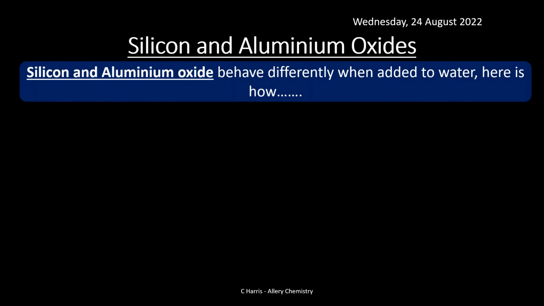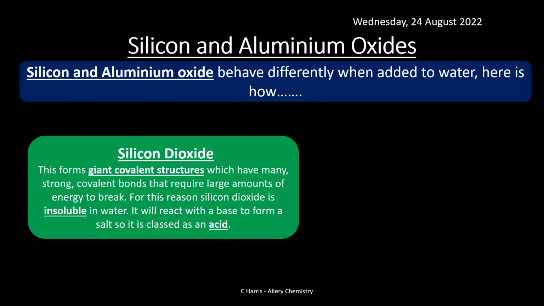Okay, so we missed a few out in the middle. Silicon and aluminium behave a bit differently when they're added to water. So let's have a look at these. Silicon dioxide forms a giant covalent structure. Obviously, we're aware of that. We've seen that before. It has loads of strong covalent bonds, and it requires loads of energy to break that apart. Silicon dioxide is therefore insoluble in water. It's sand, effectively. If you put sand in water, it just doesn't break up, does it? It will react with a base, though, to form a salt, so it's classed as an acid in that sense, but it's fairly inert.